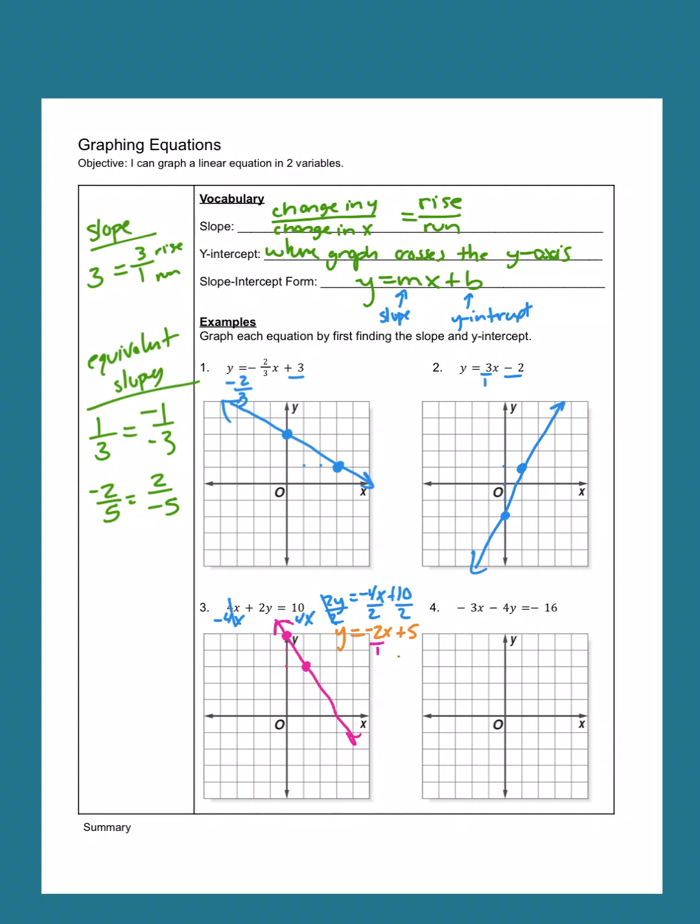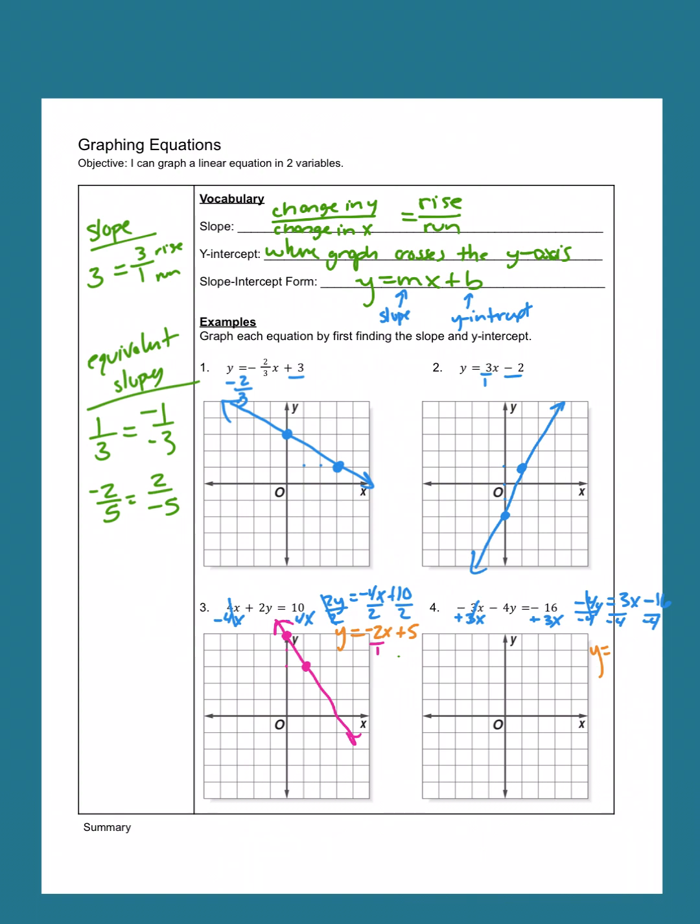And on our last one, again, we've got to rewrite this so that it is in slope-intercept form. So we're going to add 3x because it's already negative, so the opposite is do positive 3x on both sides. That's going to give us negative 4y is equal to a positive 3x minus 16. Then we're going to divide everything by negative 4. And that's going to be y equals 3 over negative 4. I can't reduce it.